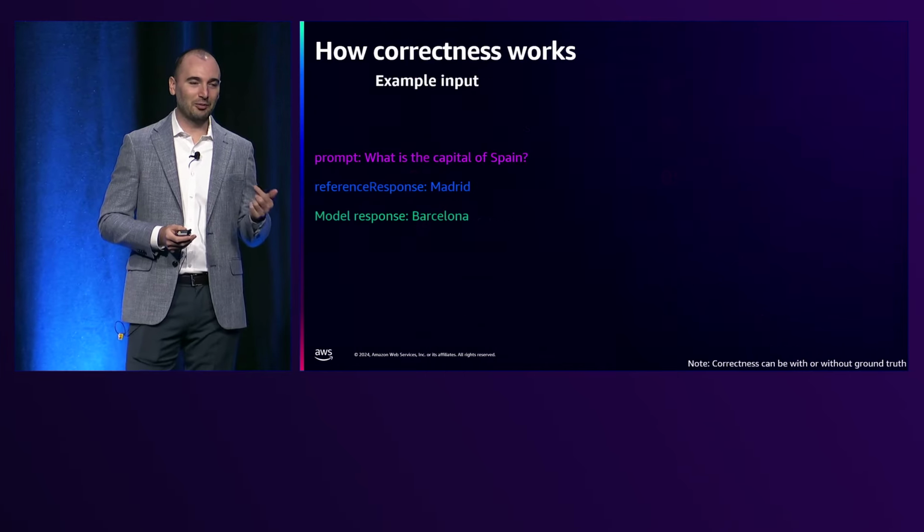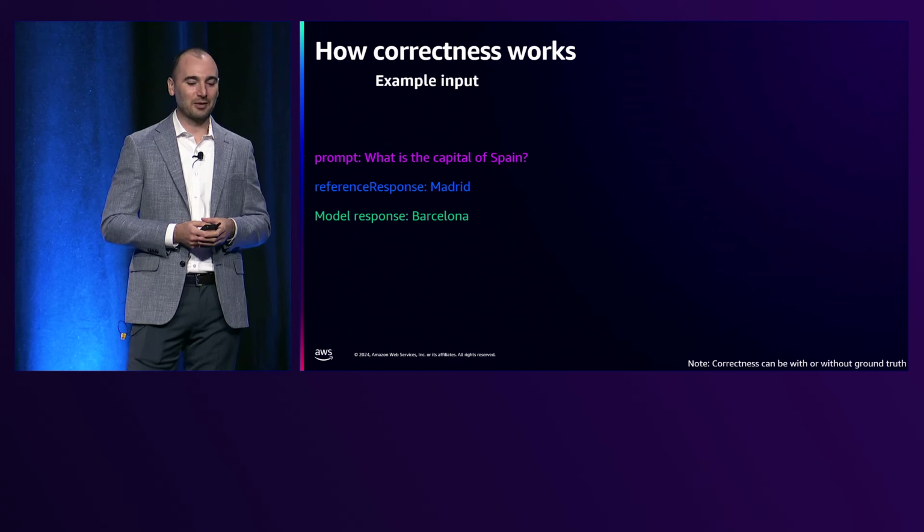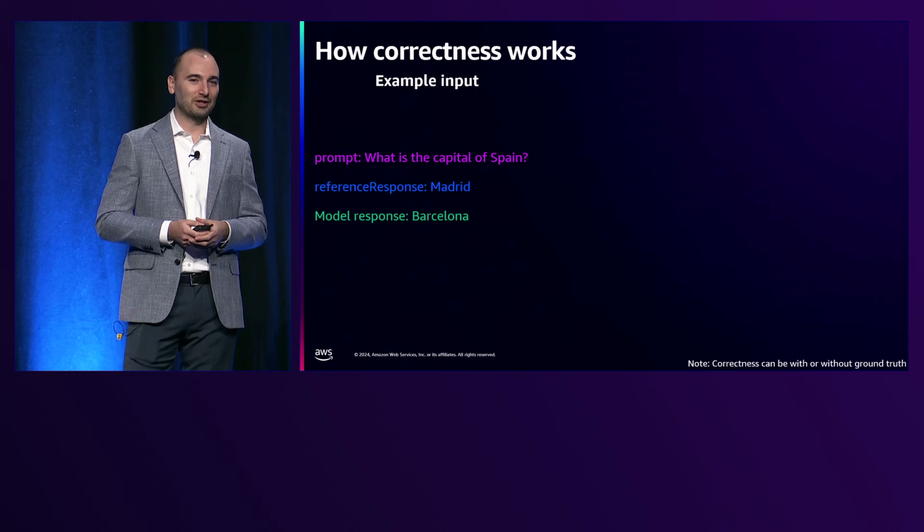Now let's dive in a little bit more about how these metrics work. Let's take correctness for an example. I'll give you a simplified version of this. Let's say in your input data set, you've got, what's the capital of Spain?